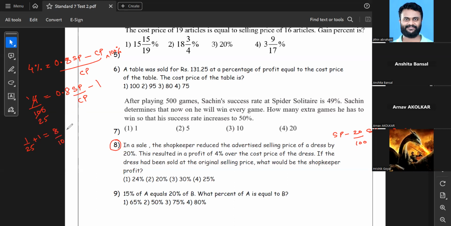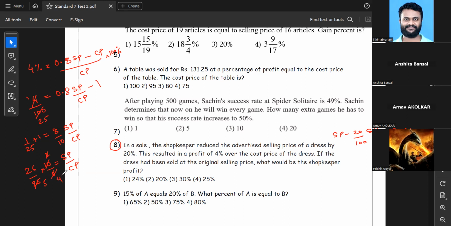I write 0.8 as 8 upon 10, which will be easier to understand. So 1 upon 25 plus 1 gives me 26 upon 25, which is equal to 8 upon 10 times SP upon CP. I'll take it to this side, so that gives me 10 upon 8 on this side. This is the value of SP upon CP. Maybe I can do some cancellations and simplify them, like 5 5s are 25, 5 2s are 10, and I can cancel this 2 with 8 and make it 4.